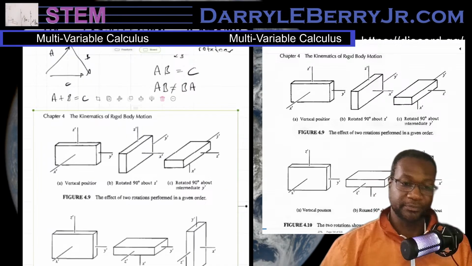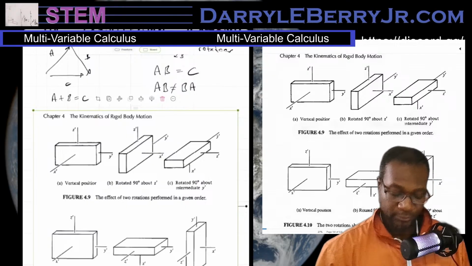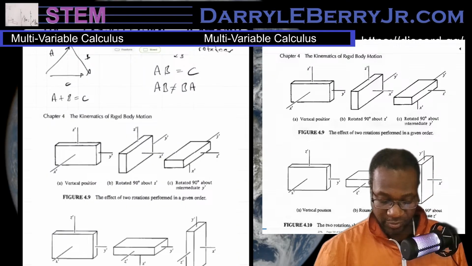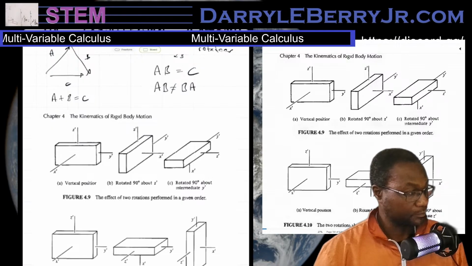Awesome, thanks for dropping a line. So this is what we have: rotate Z, rotate Y, vertical position; rotate Y, rotate Z.